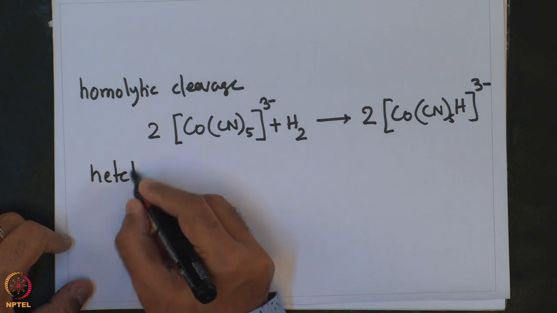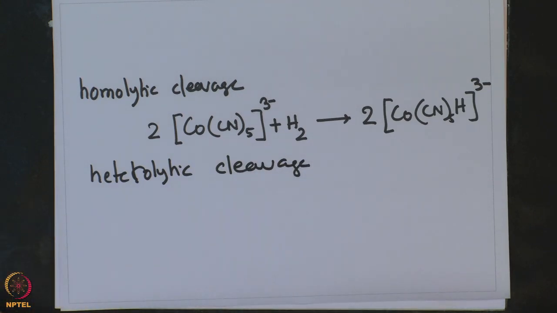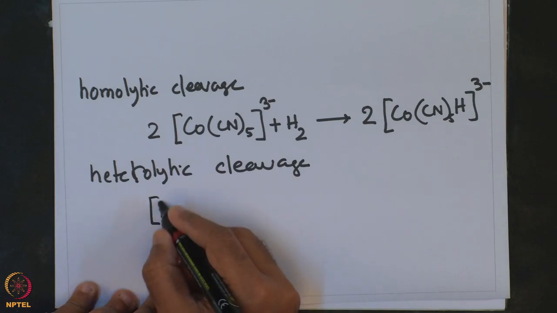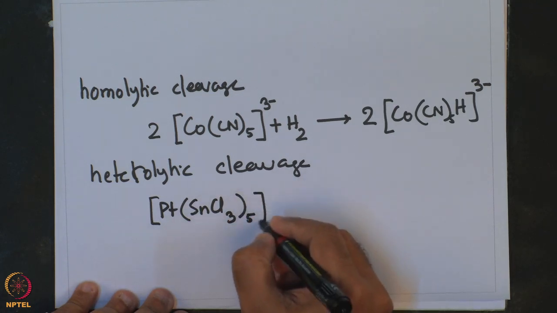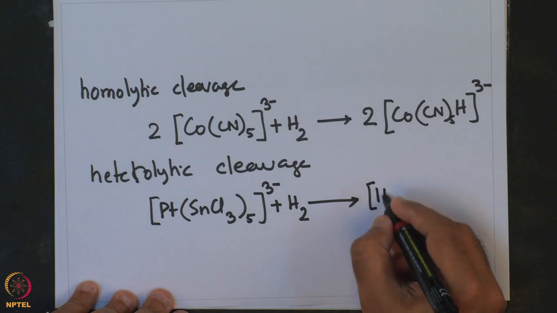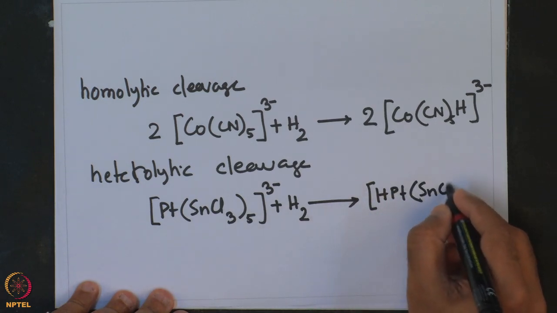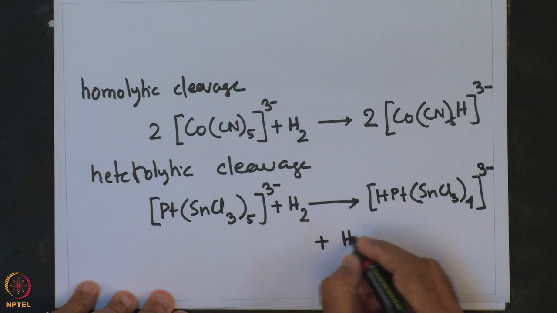The next comes heterolytic cleavage. Heterolytic cleavage of hydrogen means that dihydrogen is cleaved as H plus and H minus. So, it is cleaved as a proton and a hydride, and an example of heterolytic cleavage is [Pt(SnCl3)5]3- plus H2 giving [HPt(SnCl3)4]3- plus H+ and SnCl3-.